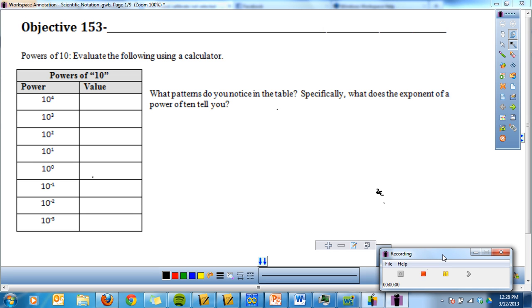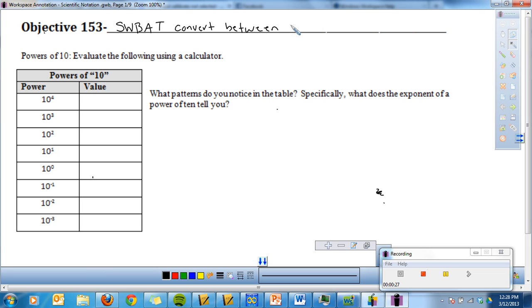Alright, today's video is about scientific notation and writing numbers in scientific notation and standard form. So our objective is students will be able to convert between scientific and standard notation. Convert between scientific and standard notation.